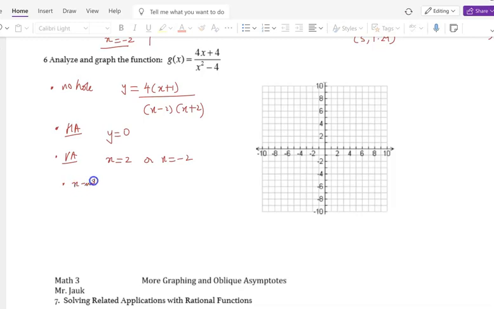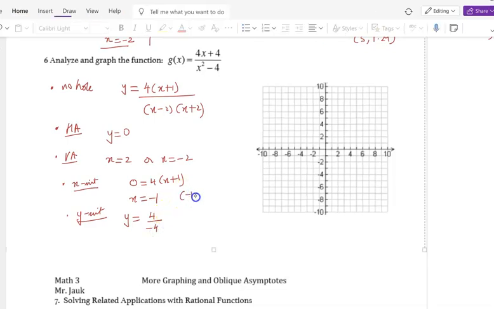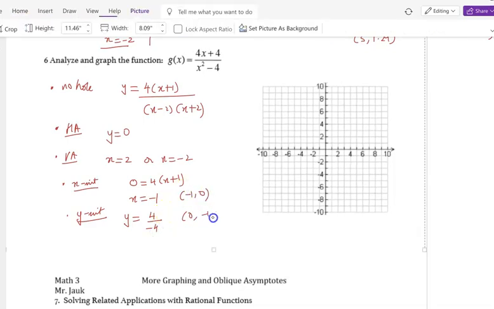The next thing is, how do you find out the x-intercept? 4x plus 4, put y is equal to 0. So 0 is equal to 4 times x plus 1. So x is equal to minus 1. How do you find the y-intercept? You plug in x is 0. So you get 4 upon minus 4, which is y is equal to minus 1. So this is minus 1, 0, and 0, minus 1.